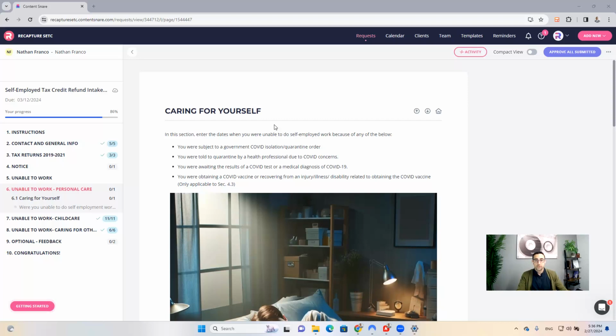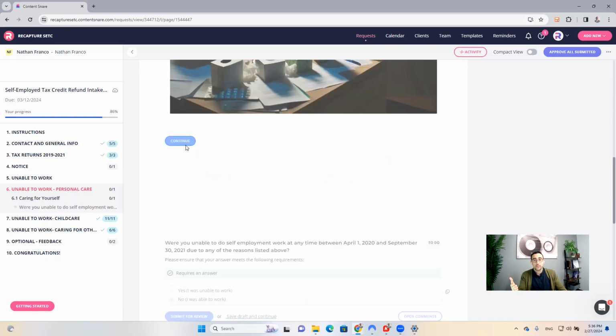Now we're up to section number 6. So this is where we're going to start to input dates that we couldn't work for personal reasons. So caring for yourself. If you were unable to do self-employed work because of any of the following reasons: one, you were subject to a government isolation order, like a stay-at-home order; if you got COVID and had to quarantine; or if you were exposed to somebody else who had COVID and you had to stay home and quarantine because of that, this is the area where you will claim those dates.